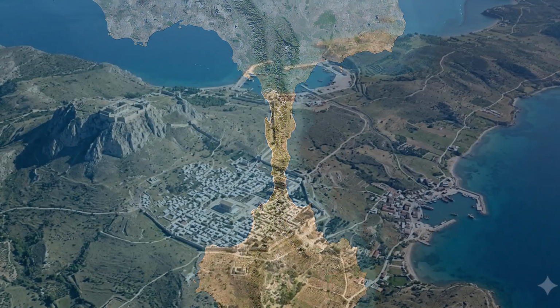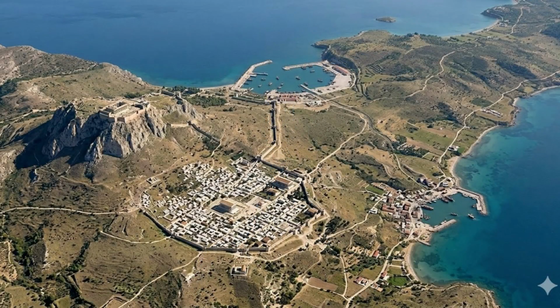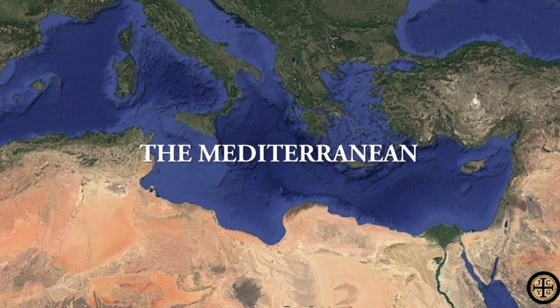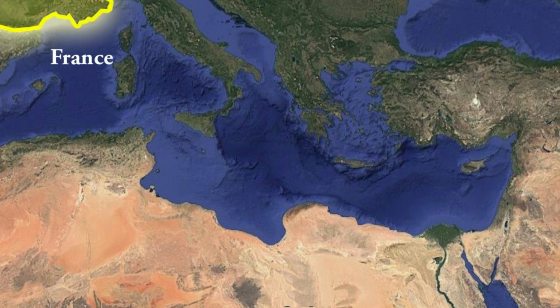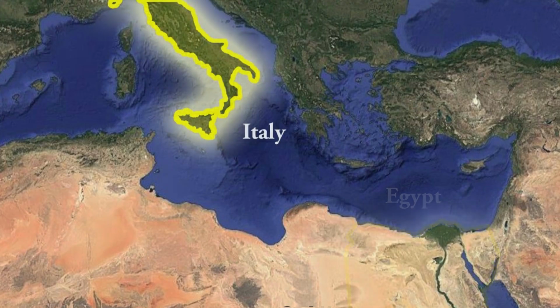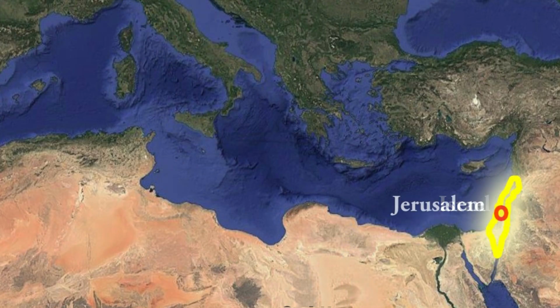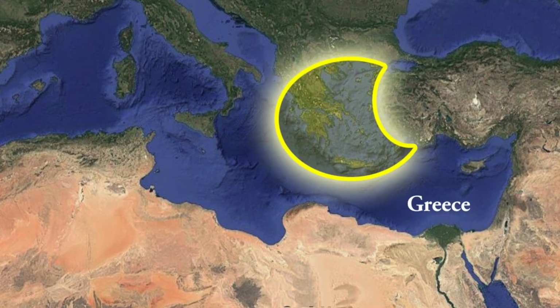This week, we are studying Paul's first letter to the Corinthians. One important aspect to understand Corinthians and Corinth is understanding its geography. For reference, here is the Mediterranean Sea. This is Spain, France, Egypt, Italy, the city of Rome, Israel, the city of Jerusalem. The space in this crescent moon shape is essentially Greece.